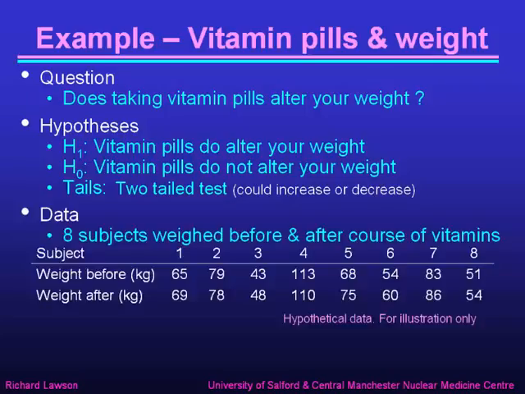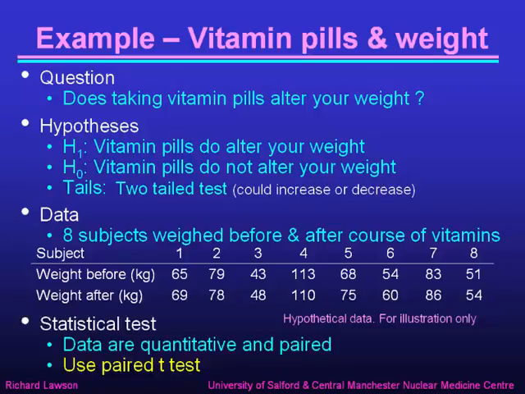Here's some hypothetical data from 8 subjects who were weighed before and after a course of vitamins. And we can see there the weight in kilograms of the 8 subjects before and after. So the statistical test that we're going to use is, certainly because the data are quantitative, a parametric test. Here the data are definitely paired because we have the same patient before and after, so they're paired measurements for every patient. So we're going to use the paired t-test.